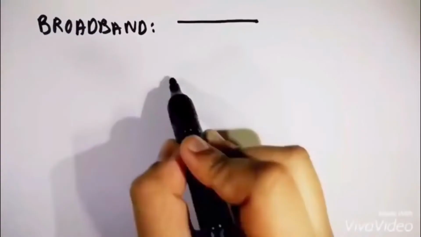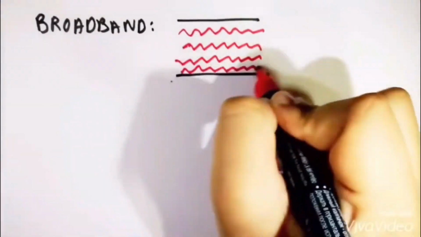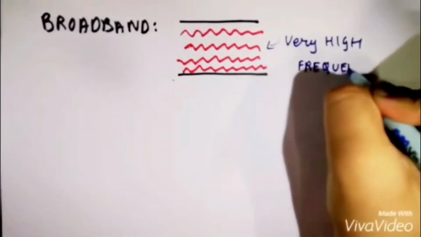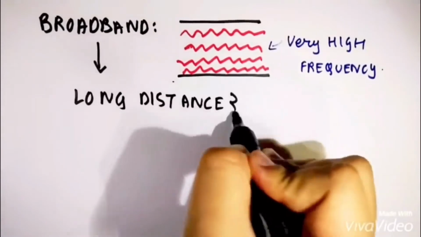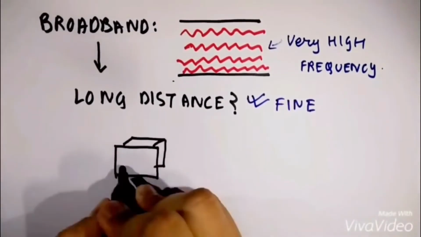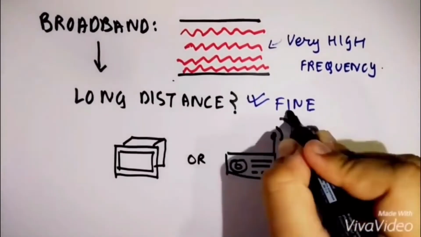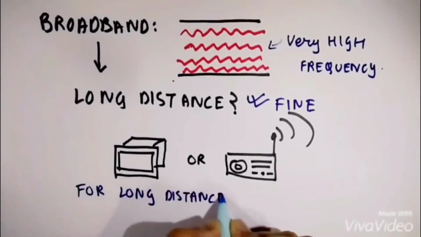Broadband, on the other hand, uses very high frequency waves to transmit the information signal. Such waves can travel over long distances very easily. Hence, a broadband connection is used in long distance communication devices like television sets or radio sets.